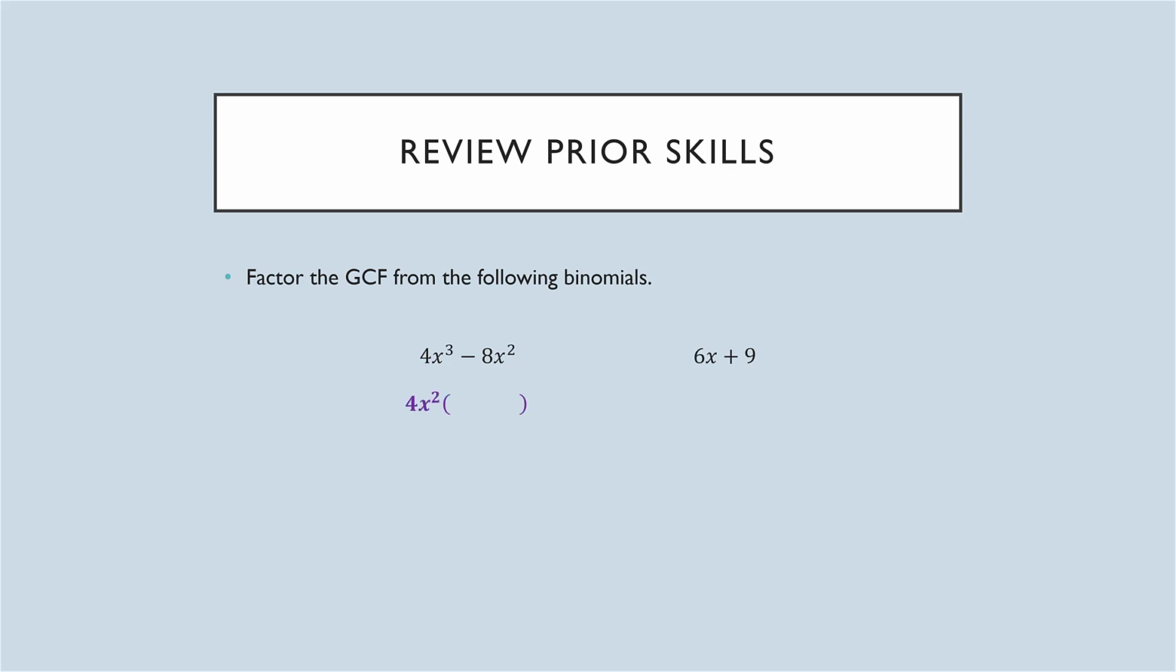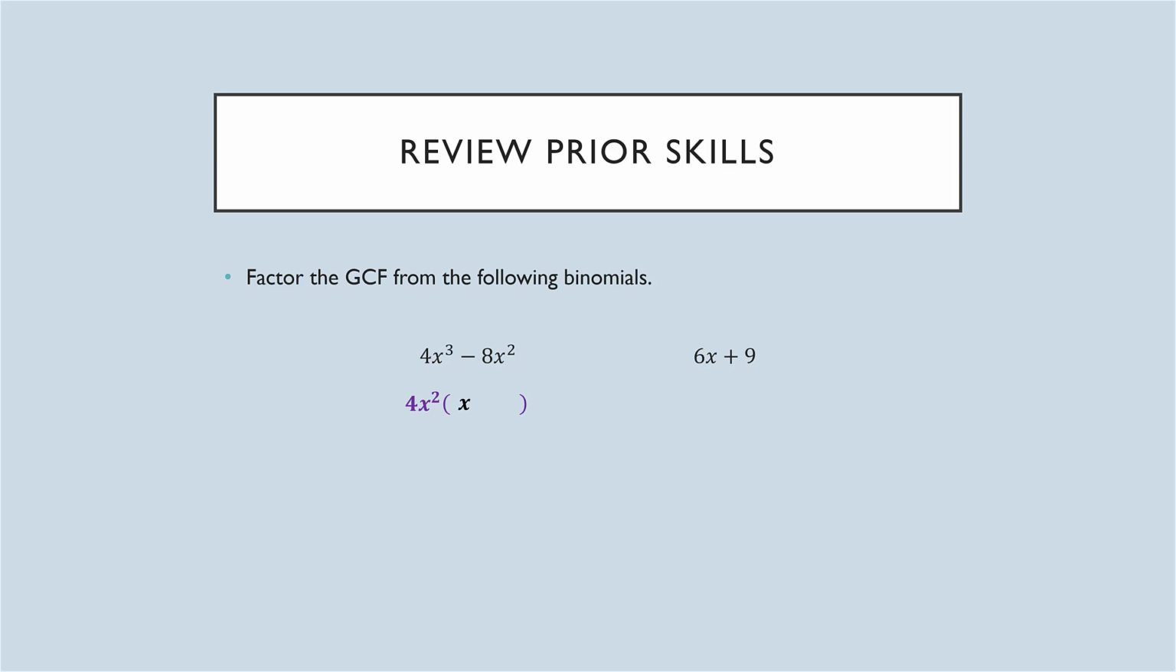Now we want to know, what do we need to multiply by to get to that original binomial? If I'm already at 4, I don't need to multiply by any value other than 1 to get to my original 4 and the x cubed. But I do need another x because I'm only at x squared and I want to get to x cubed. So we'll put an x inside of our parentheses. So that will get us to our 4x cubed.